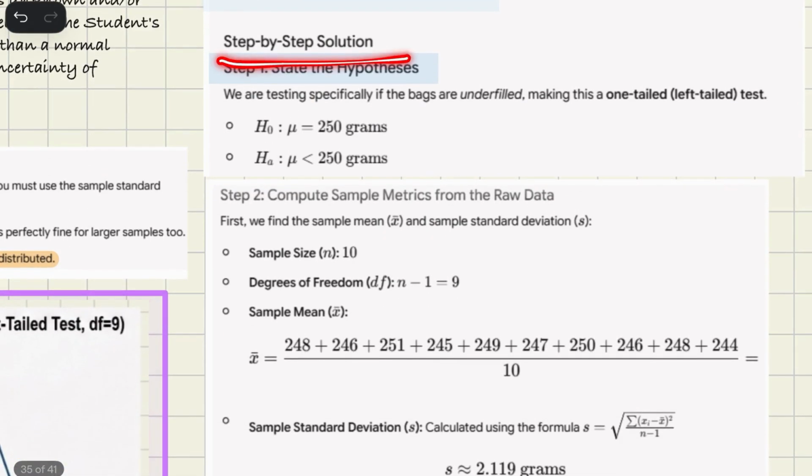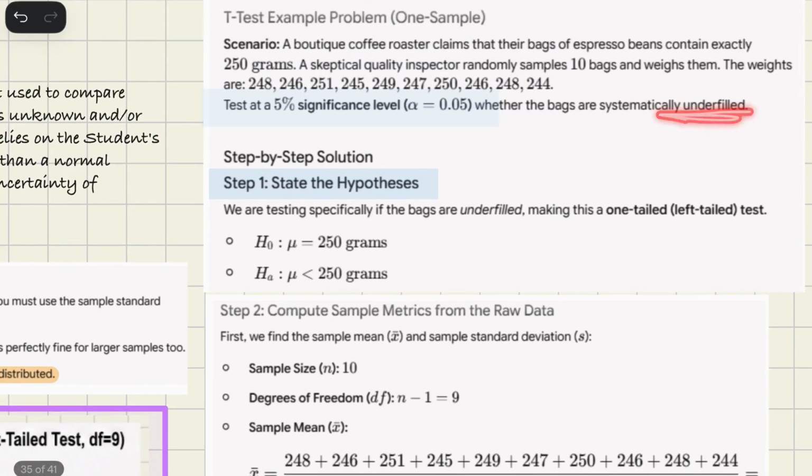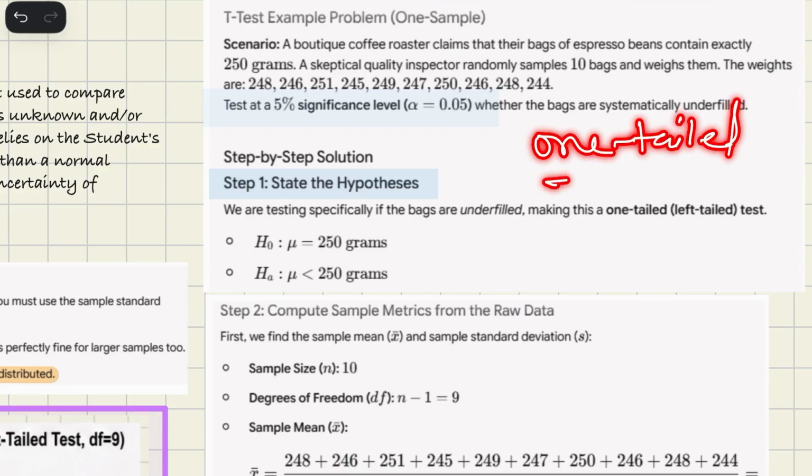So the very first thing is, we need to state the hypotheses. This is always the beginning. The keyword in the problem is underfilled. Alright, so this means the inspector only suspects that the true weight is less than advertised. Okay, it is less than advertised. So because we are looking at a single direction, this is a one-tailed test. I hope you are able to understand how we are doing this, and it is also a left-tailed test.